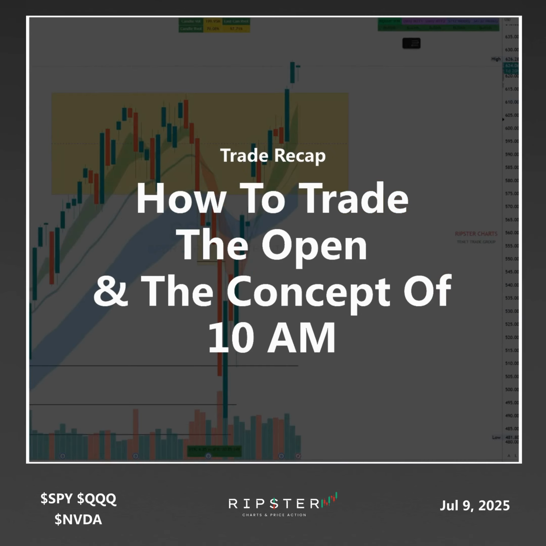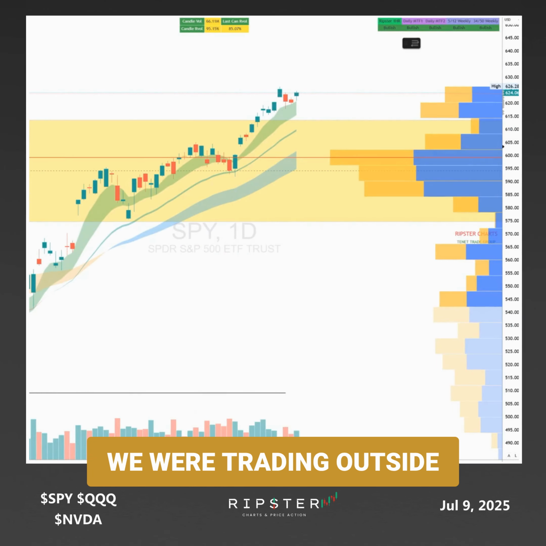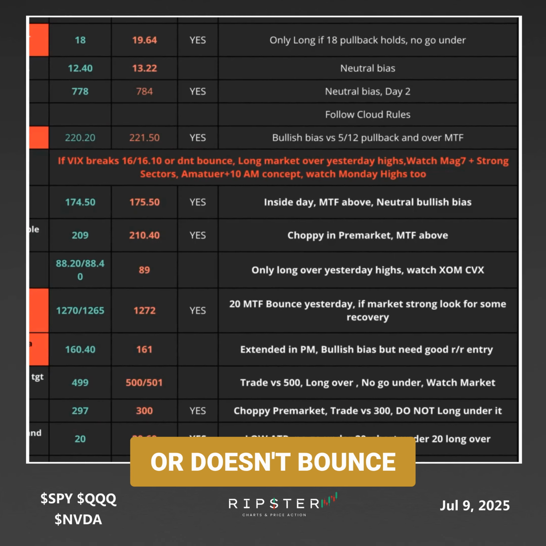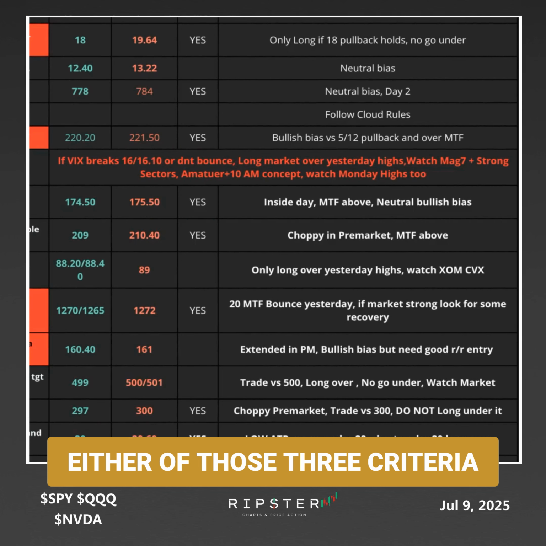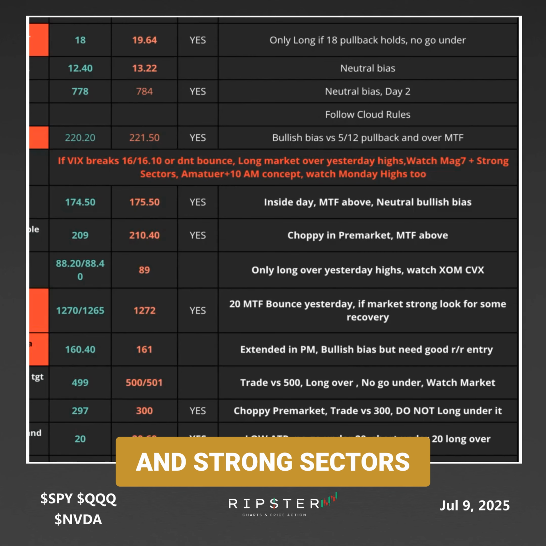What was different on SPY and QQQ today than yesterday? Today we went inside of yesterday, and we were trading outside of yesterday's candle. So the plan was simple: if VIX breaks 16 or 16.10, or doesn't bounce, either of those three criteria, we will long the market over yesterday's highs. I also said watch the Magnificent 7 and strong sectors.